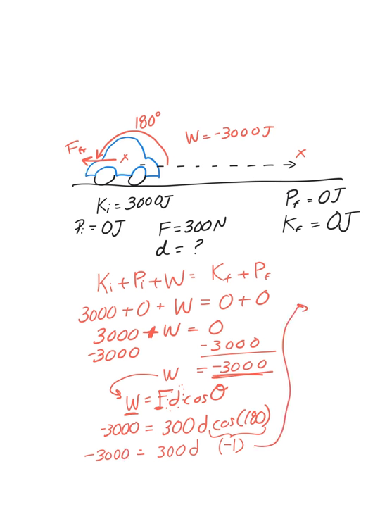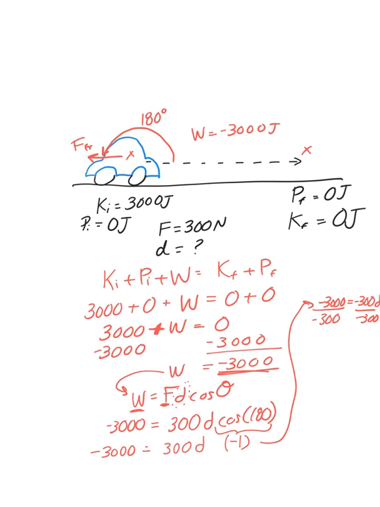So running out of room here. Negative 3,000 equals negative 300 times your distance. So you're going to just divide by negative 300. And we end up with a distance of 10 meters. Let me box it up because it's Physics Christmas. Yeehaw!